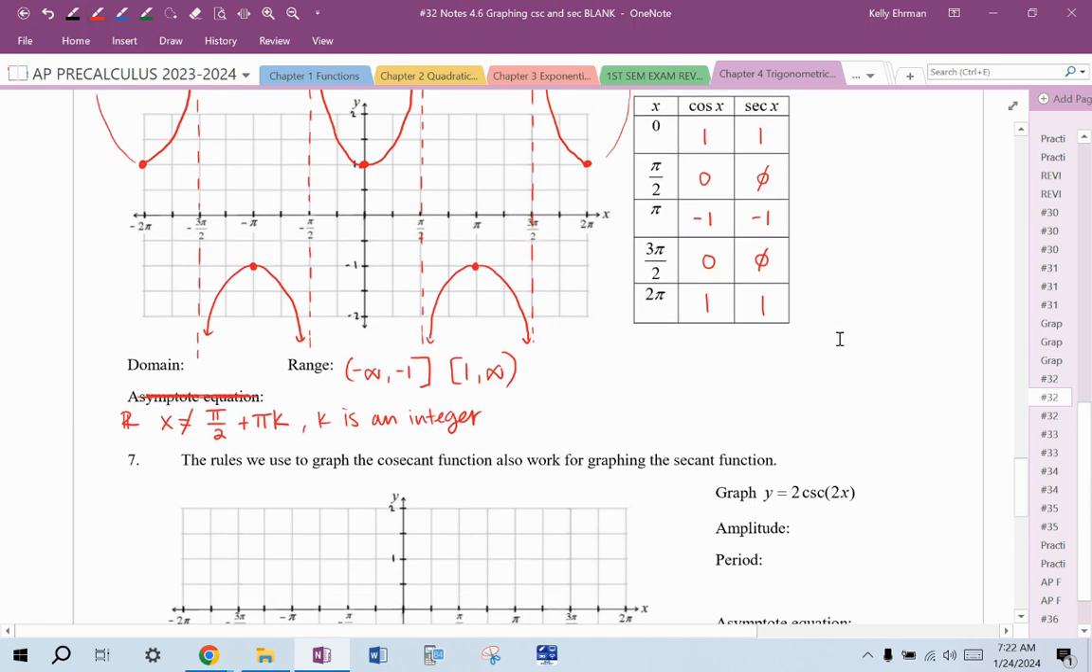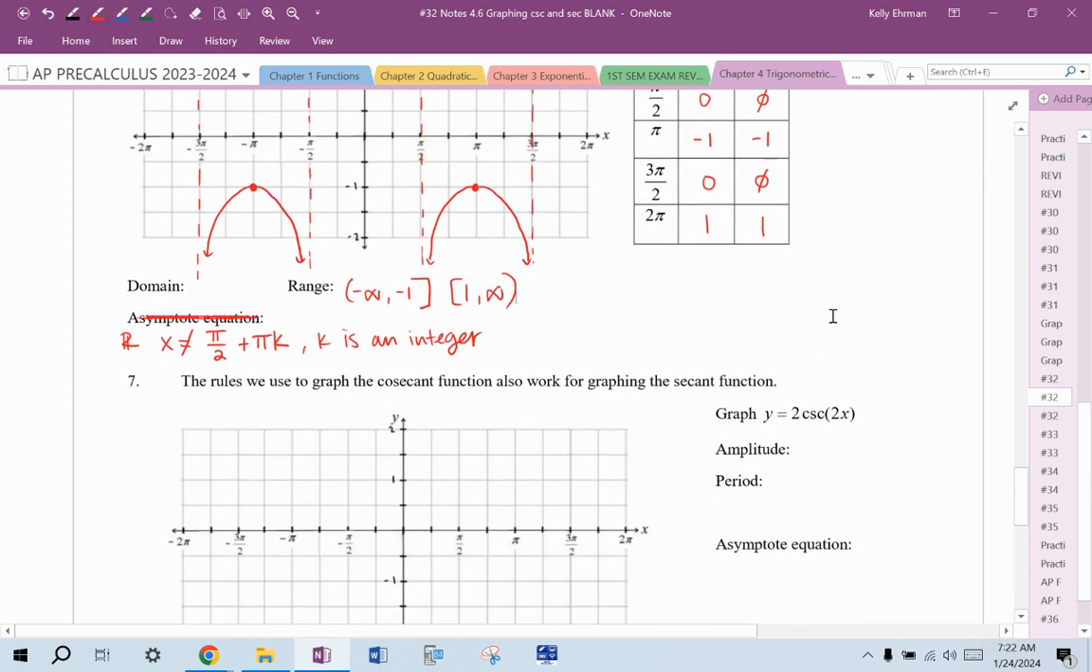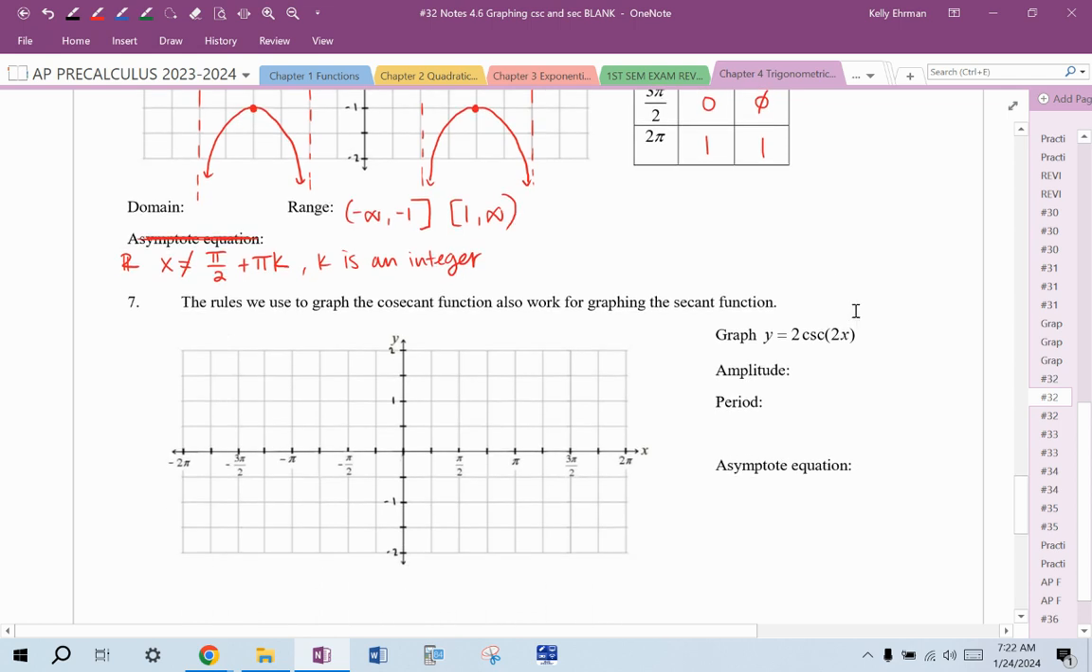All right, so we're going to use the same rules that we use to graph cosecant to graph secant. So if I see that this says graph y equals 2 times the secant of 2x, I'm really going to think of y equals 2 times the cosine of 2x. So let's get that graph first. Now, secant does not have an amplitude, but I can figure out the period and the asymptote equations. So the period is 2 pi divided by 2. So the period is pi.